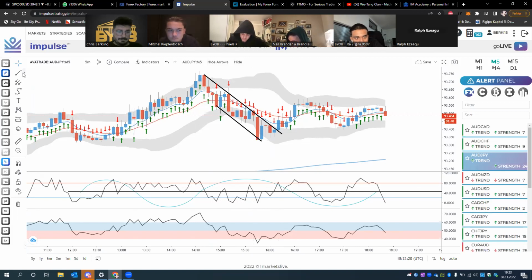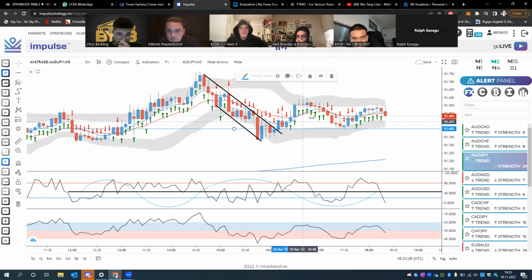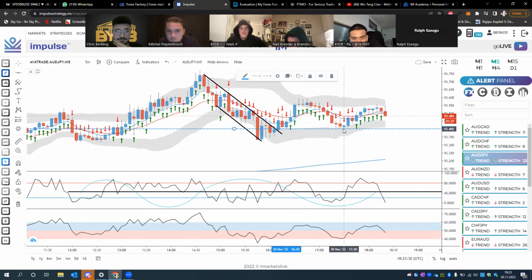Dus dan zet ik altijd gewoon een horizontale lijn, waar die eigenlijk mooi eruit is gebroken. En dan zie je dat die retest richting dat punt is gegaan. Prijs is er tegenaan getikt en is daarna naar boven gegaan. Vaak heb je dan ook nog een tweede retest, niet altijd.